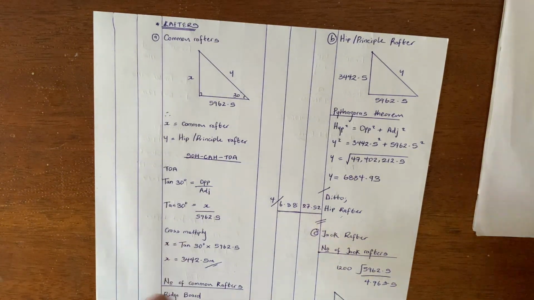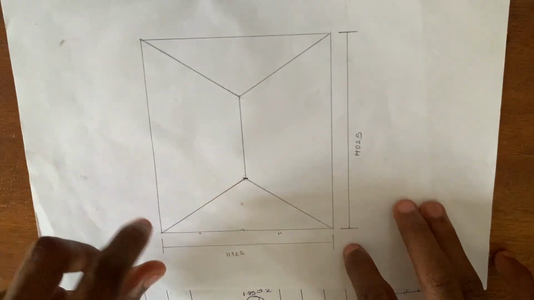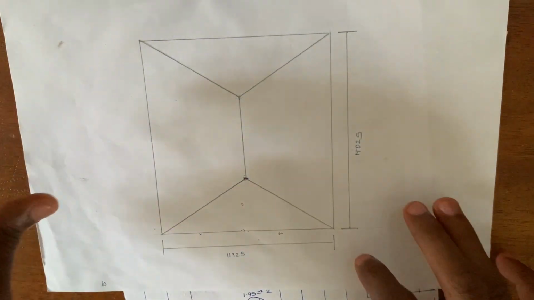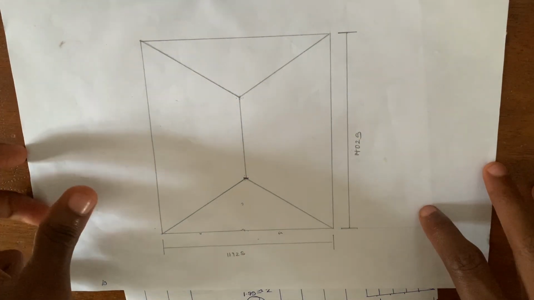In the plan we are using, there are no valley rafters because this is a typical simple hip roof. So when there are bends and recesses, that is when you see valley rafters in the roof.